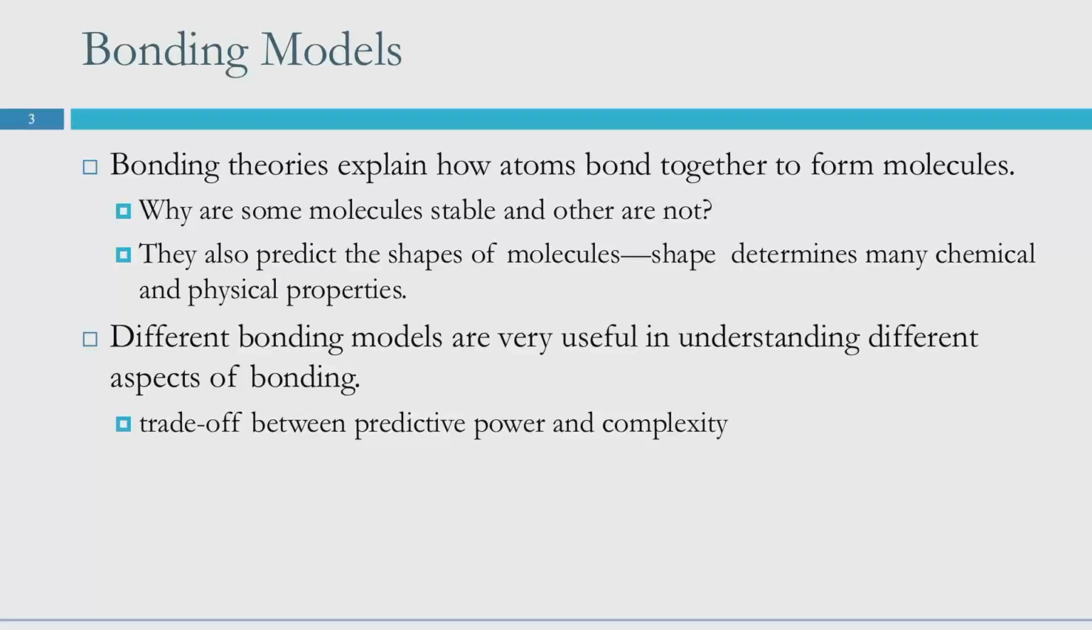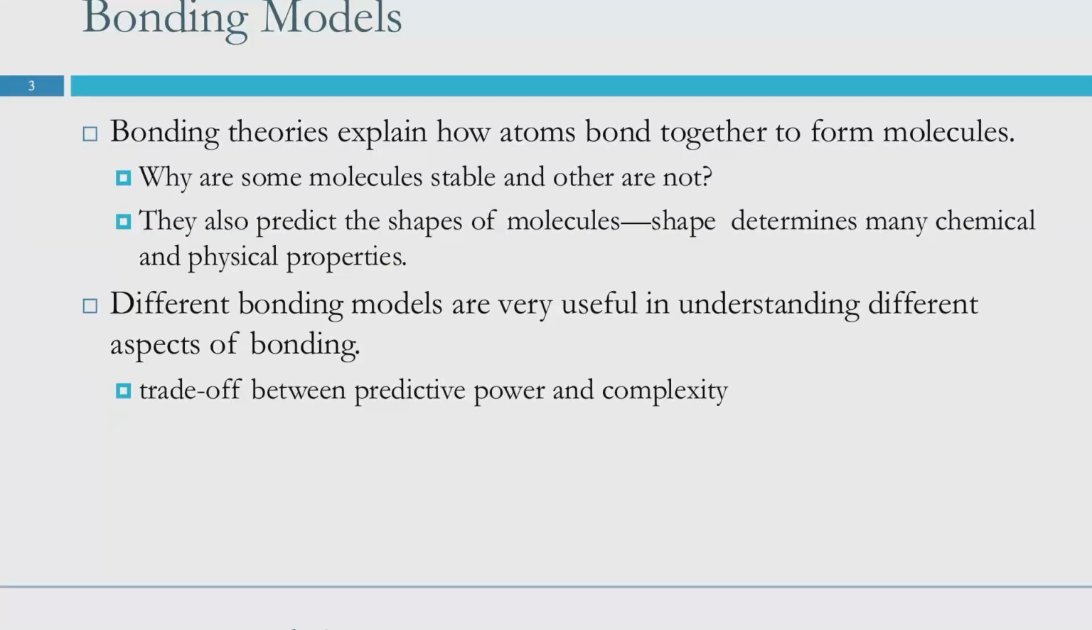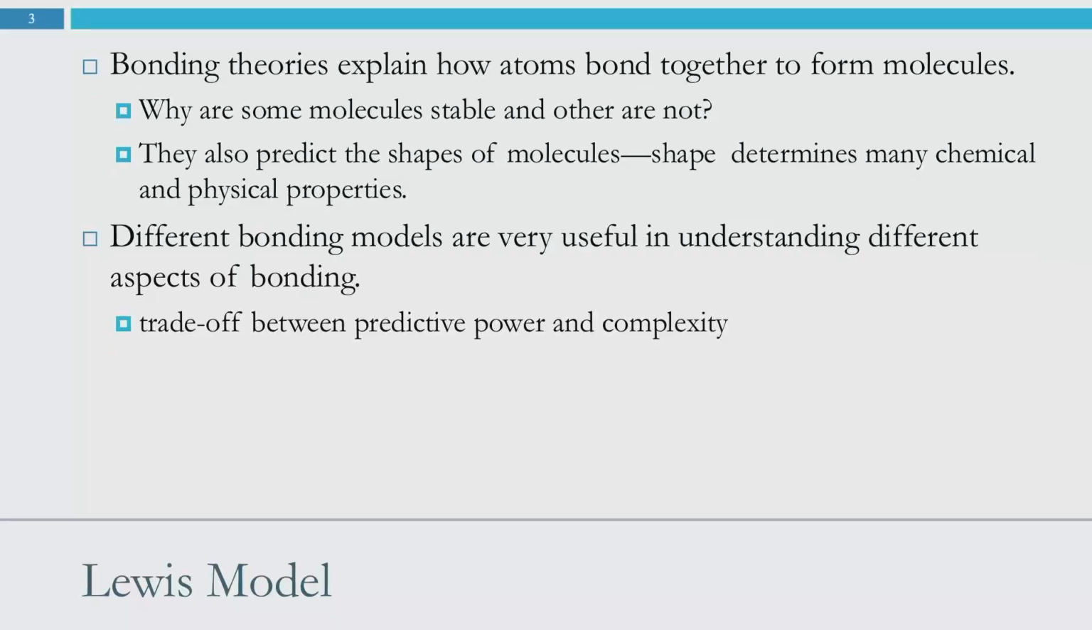I may have mentioned, but I probably haven't mentioned yet in this class, that sometimes when we're putting together structures for molecules, people want to put them in little triangles. Triangles tend to explode. They're not very stable. And bonding models can help explain why triangles are not very stable in chemical molecules. They can also help us predict the shape of the molecules, and shape often determines some of our chemical and physical properties.